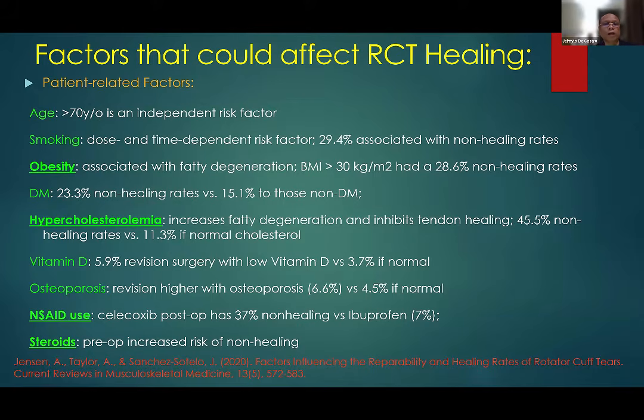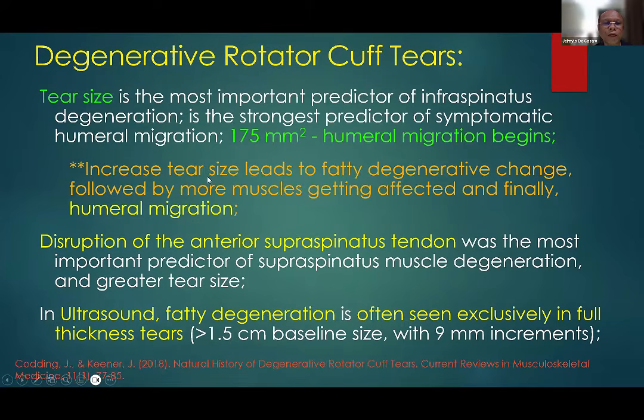For degenerative rotator cuff tears, the tear size is the most important predictor of infraspinatus degeneration. It's also the strongest predictor of symptomatic humeral migration, usually beginning at 175 millimeters squared. Increased tear size will lead to fatty degenerative change.